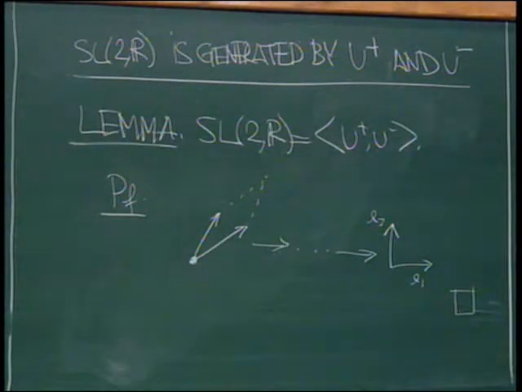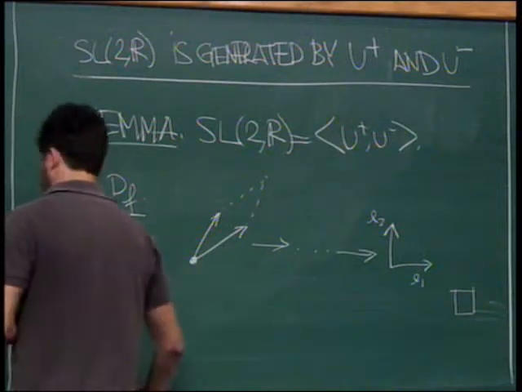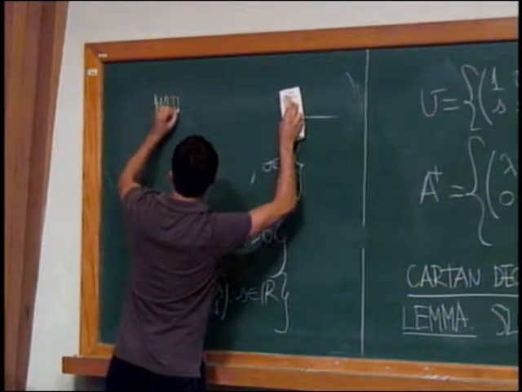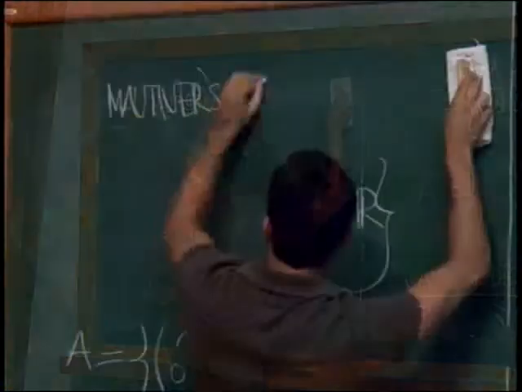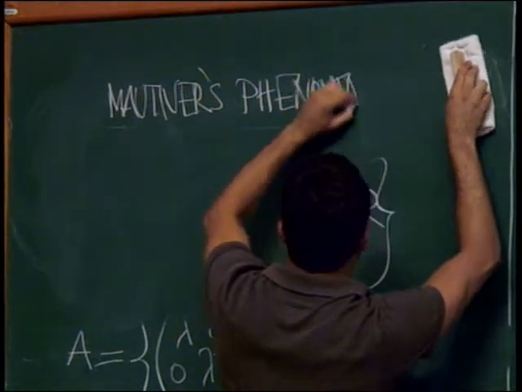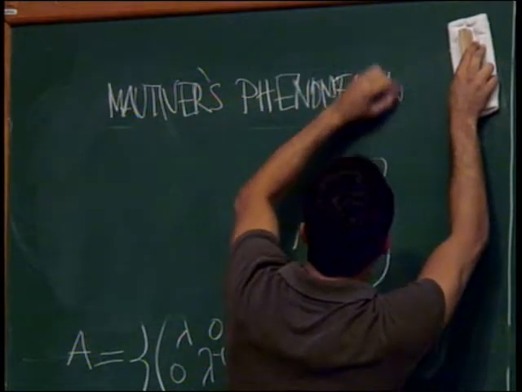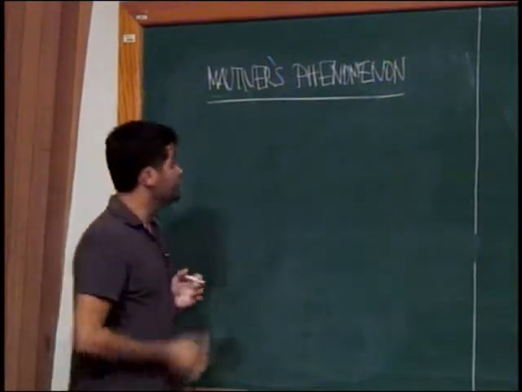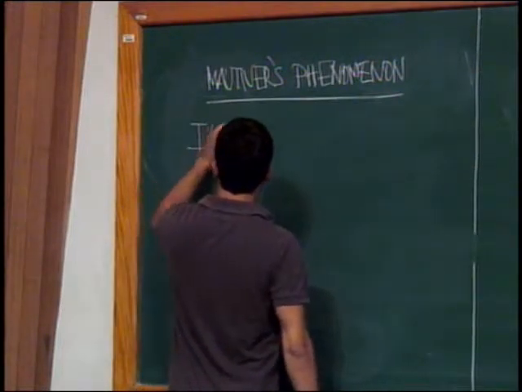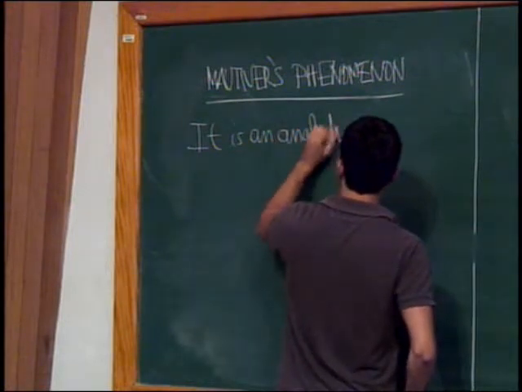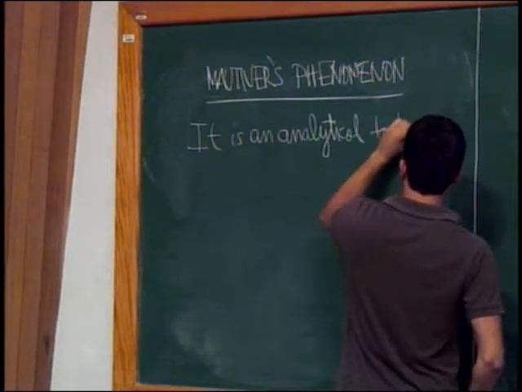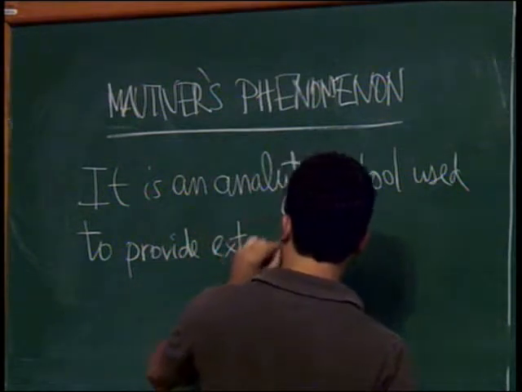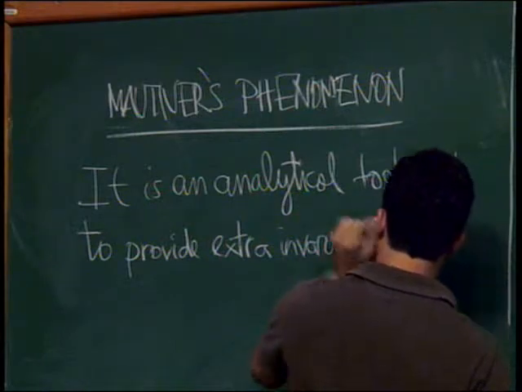And now we are going to talk about the Mautner phenomenon. So the Mautner phenomenon is an analytical tool that is used to provide extra invariance. And you are going to understand why in a few minutes.